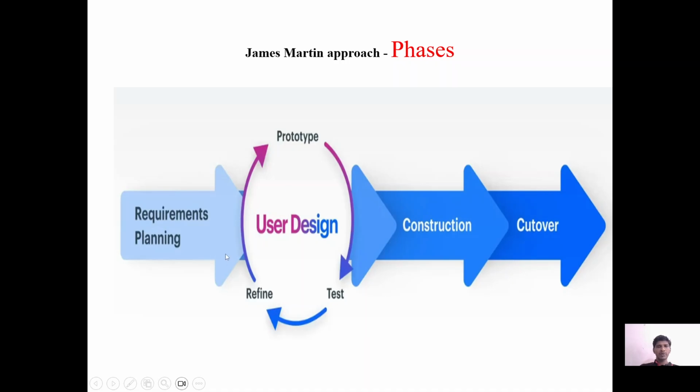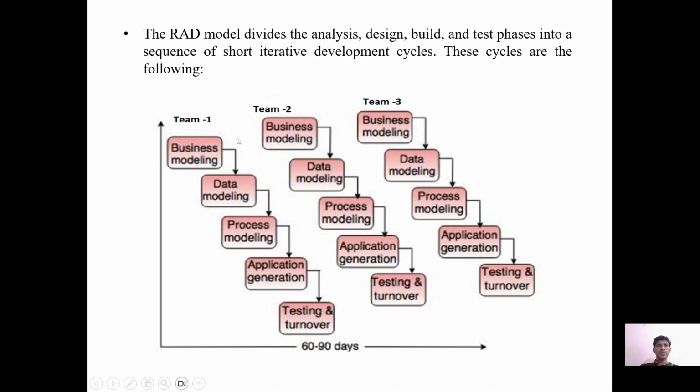Once the requirement is gathered, you will design the prototype, test the prototype and refine it based on the user requirements. Once the prototype is designed, you go for the construction and cutover phases. In the RAD model, we divide the analysis, design, build and test phases into a sequence of iterative development cycles such as business modeling, data modeling, process modeling, application generation, and testing and turnover.